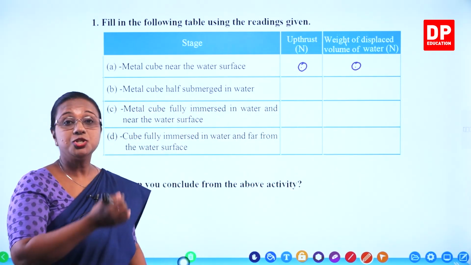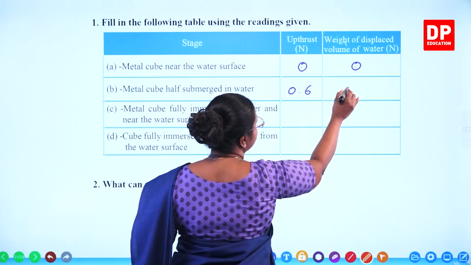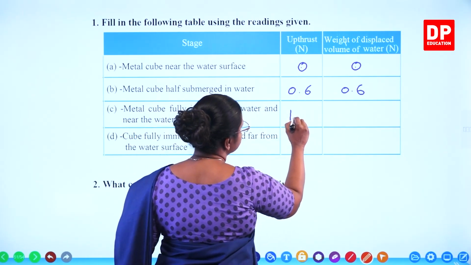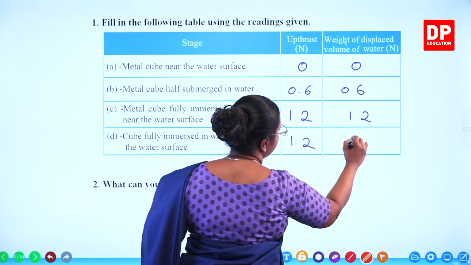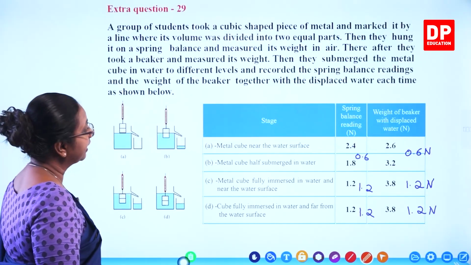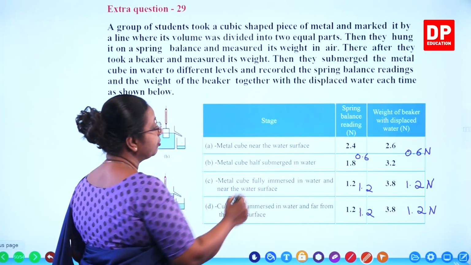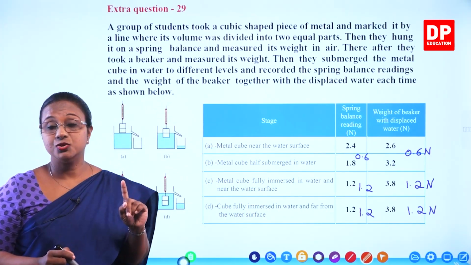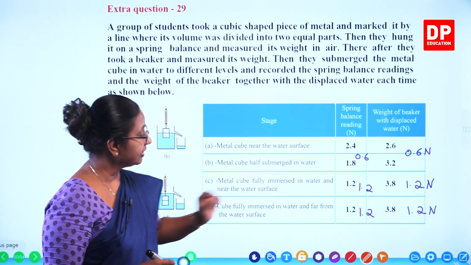Metal half submerged, I already calculated it for you all. This was 0.6 and that is also 0.6. Then the next two instances, we calculated it as 1.2 and 1.2, and 1.2 and 1.2. If you need, we can go back and look at the values. Here you can see initially it is the metal cube near the water surface. I told you all there is no upthrust, the object is not immersed in water. So those are the values.